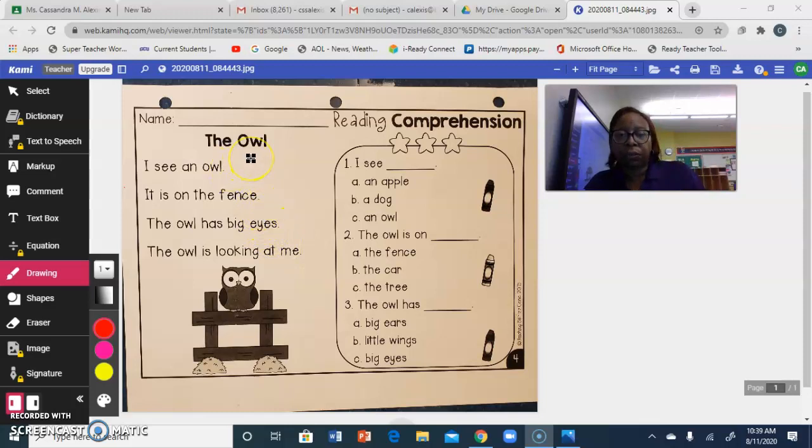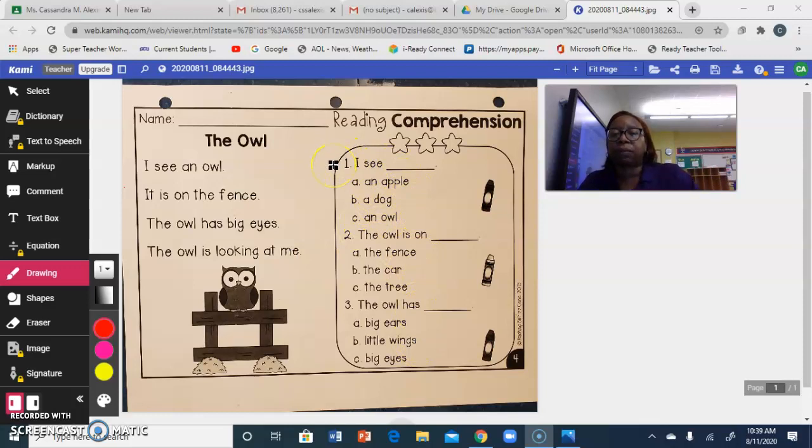So we read the story, The Owl. I'm going to read it again. I see an owl, period. It is on the fence, period. The owl has big eyes, period. The owl is looking at me. So now that I've finished reading my story, now we're going to go to our questions.